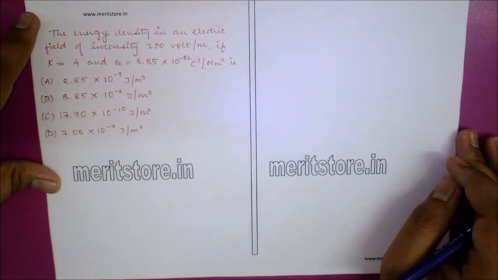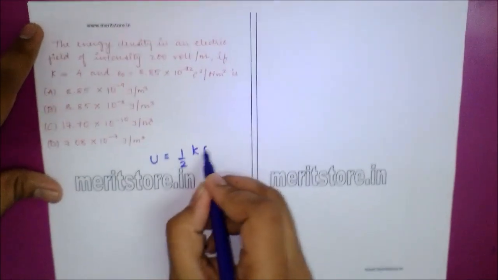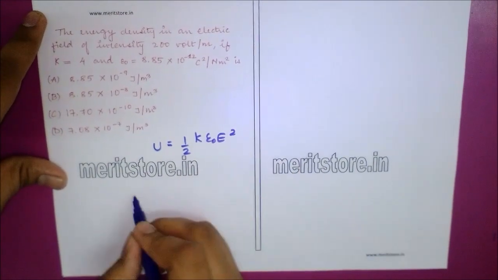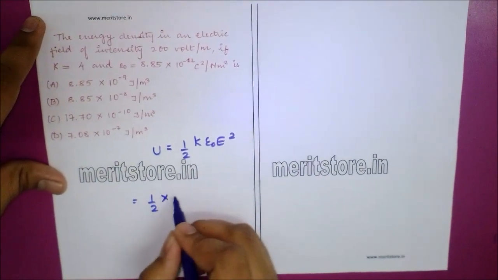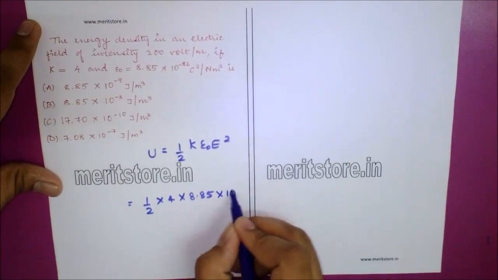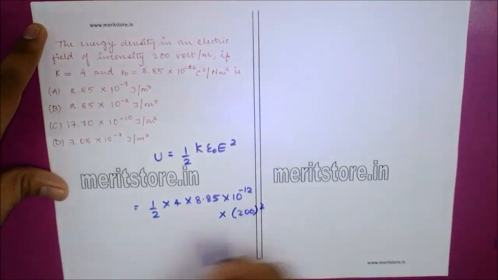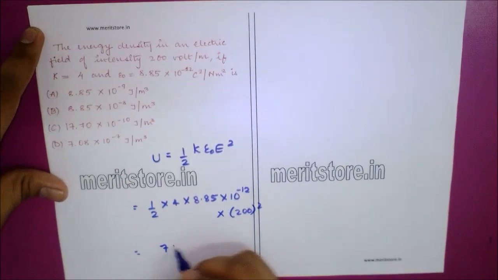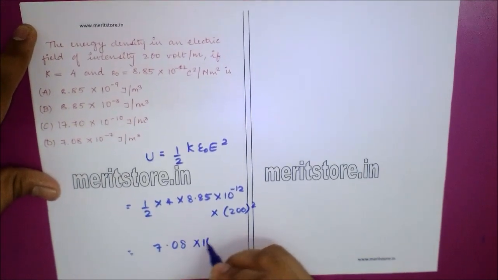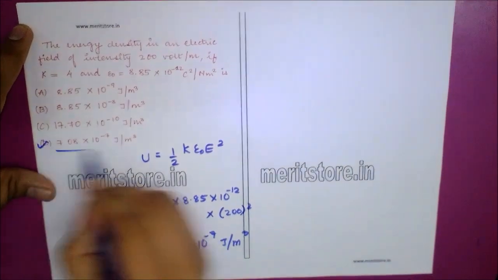Now to solve this question, we know that U is equal to half K epsilon 0 E square, which can be solved as half into 4 into 8.85 into 10 raised to minus 12 into 200 square, which on solving gives us 7.08 into 10 raised to minus 7 joule per meter cube. So option D is the correct answer.